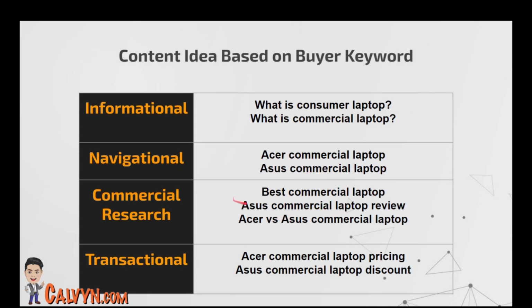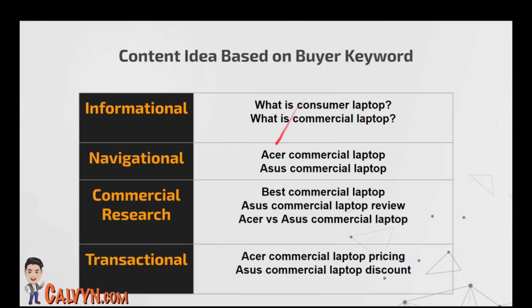After that, the customer also goes into best commercial laptop. I can also produce one content talking about the best commercial laptop. I can do an Asus commercial laptop review, or Asus versus Acer commercial laptop. People are searching for all these keywords, correct or not? So I produce this type of content for them. When they want to buy, I have another content targeting this keyword: Asus commercial laptop pricing, Asus commercial laptop discount, right? So customers searching for this keyword are able to find me.